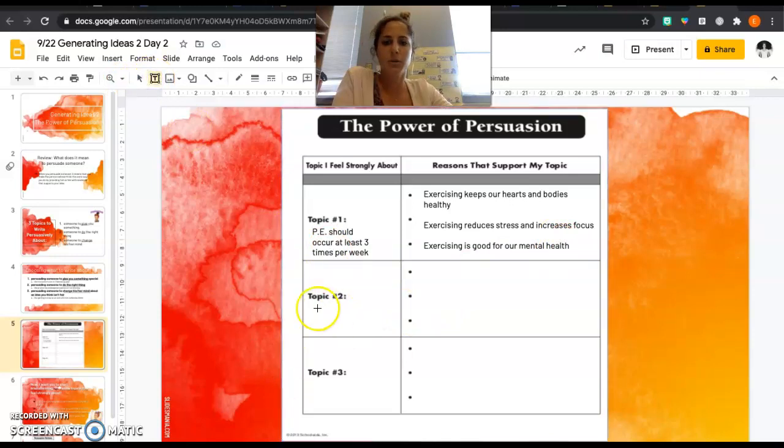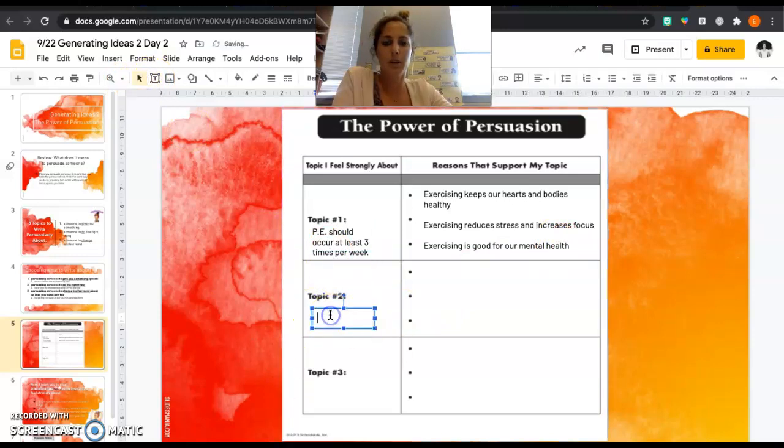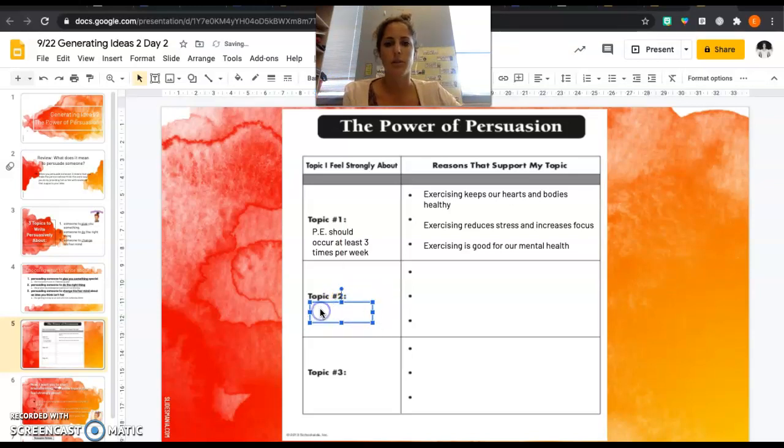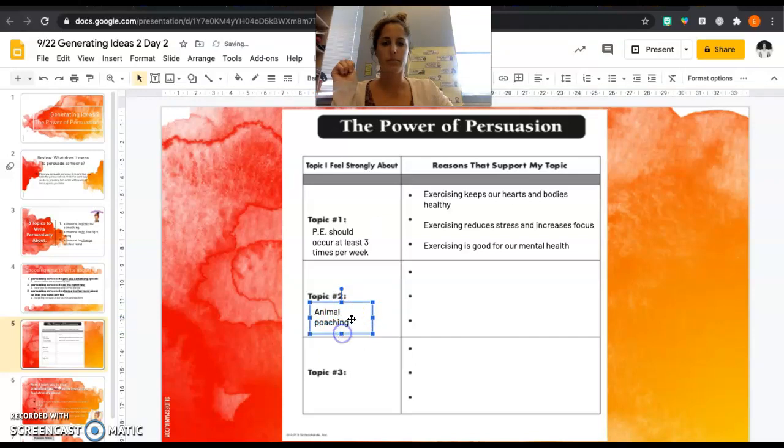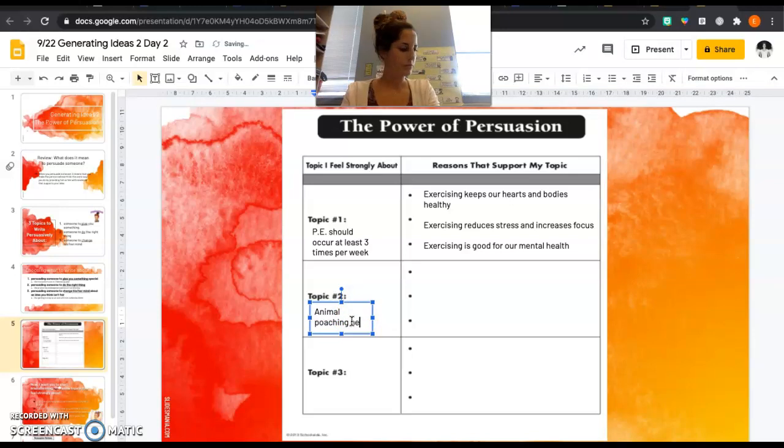Okay, so the other topic that I was thinking about is, as I said, I absolutely love our environment and I want to protect it, and I love animals. So the other topic, I absolutely get so frustrated, angry, and sad about poaching, animal poaching. And that is just like the illegal hunting and killing and selling of wild animals. So I'm going to call it animal poaching needs to end.